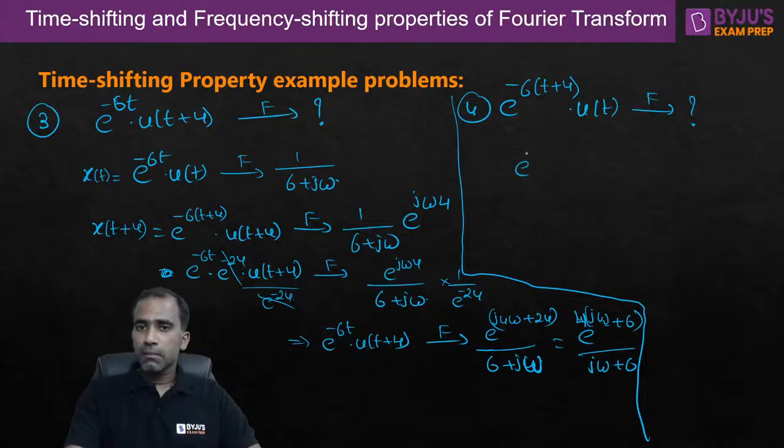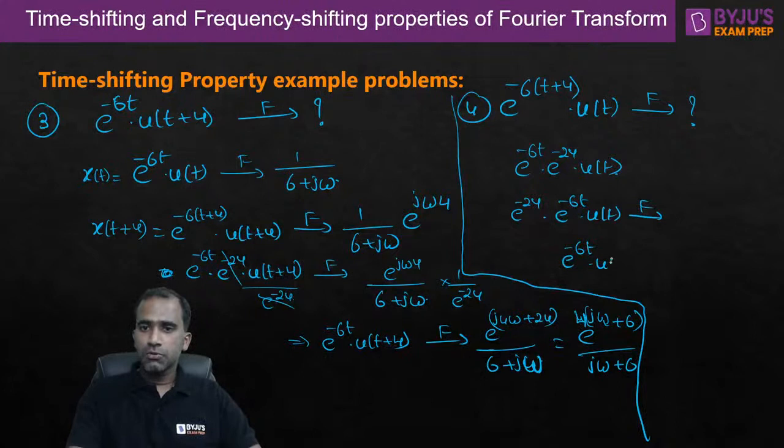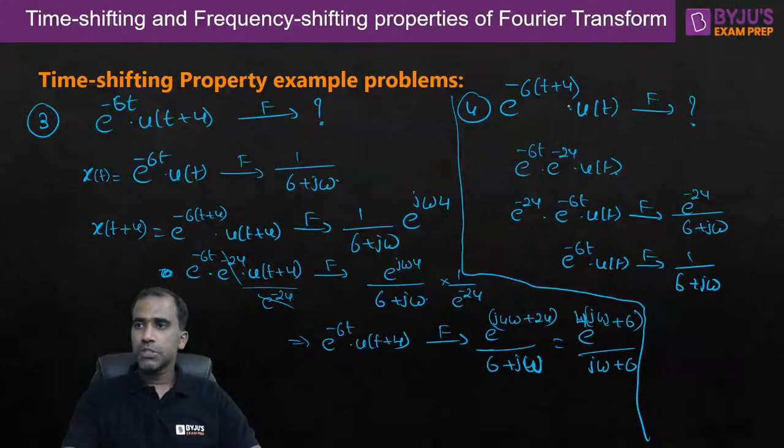Whereas this we can modify. See this one? E power minus 6t into e power minus 24 into u of t. We can do this. E power minus 24 aside, e power minus 6t into u of t. This is what they're asking to find the Fourier transform of, correct? So we know the Fourier transform of e power minus 6t into u of t. What is that? It is 1 by 6 plus j omega. Now if you multiply the constant in time domain, same constant is multiplied in frequency domain also. That's it. This is an easy question.